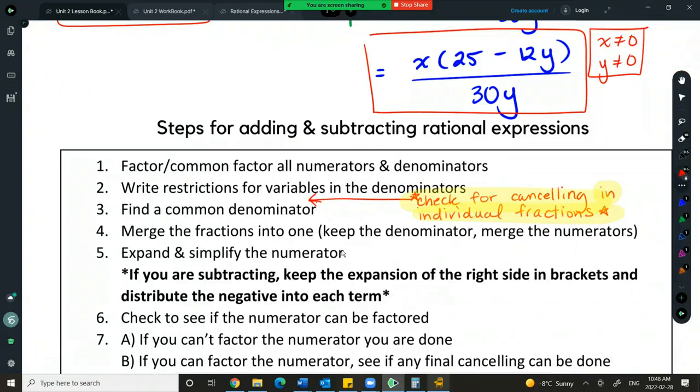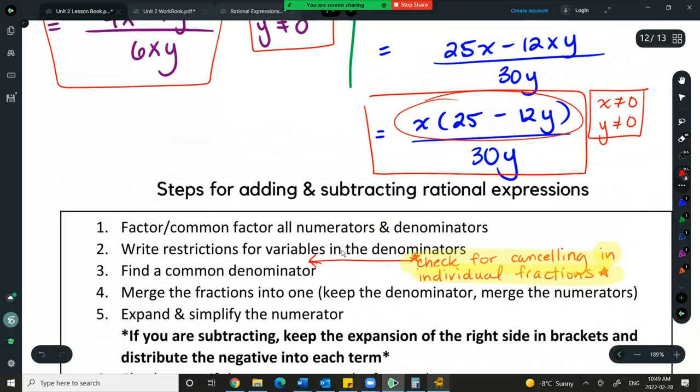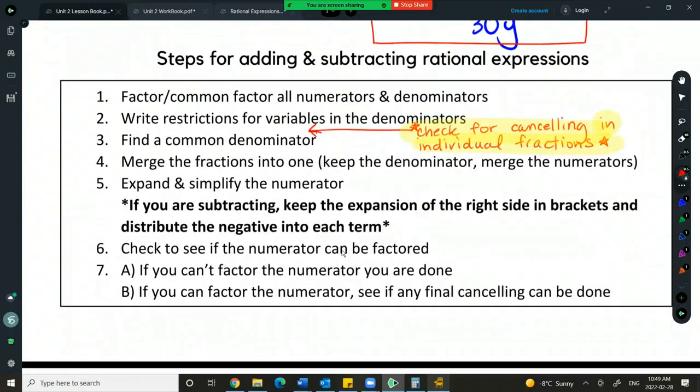So with addition and subtraction, we need to find that common denominator. We'll have to multiply each side by what the other side has and by what each side is missing. We will merge them together as a single fraction. When we do this, we have to expand and simplify the numerators, and then gather all the like terms, and then check to see if the numerator can be factored even more, like we did here, right? We checked for more common factors or any factoring. If not, you're done. If so, factor, and then see if you can cancel any further.